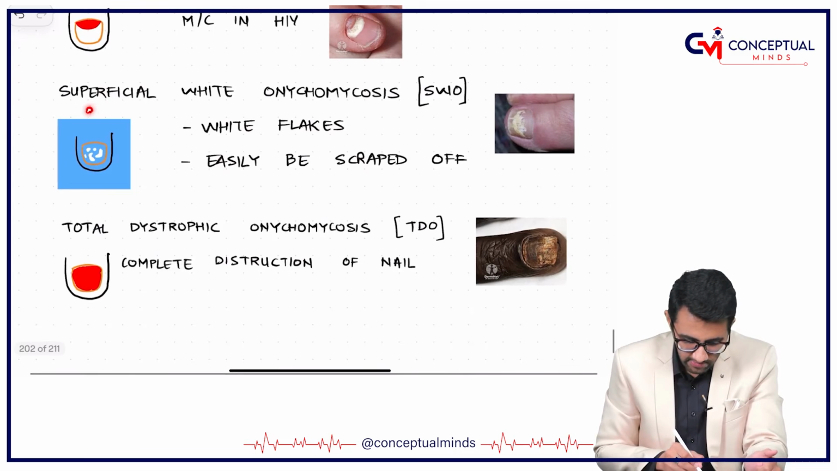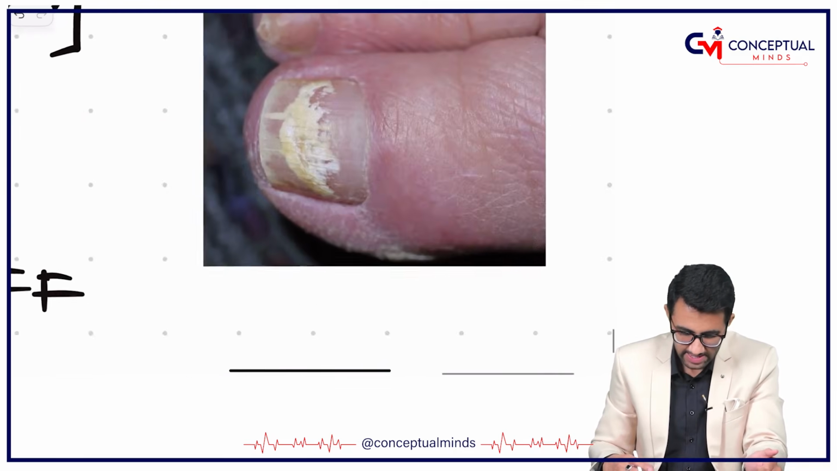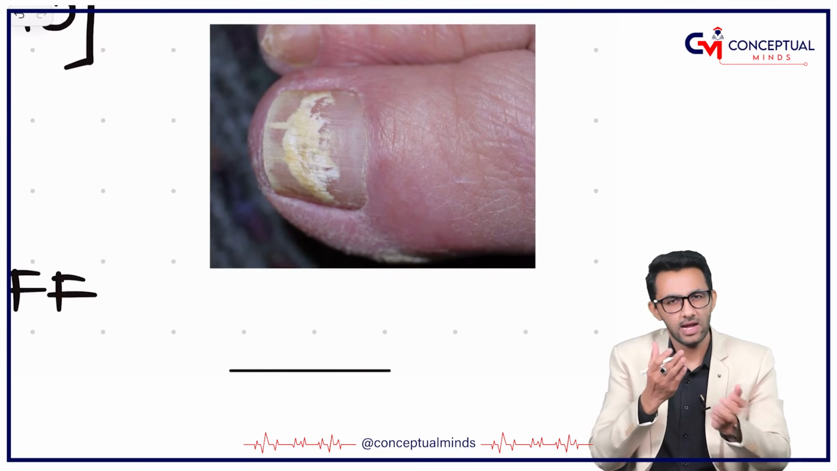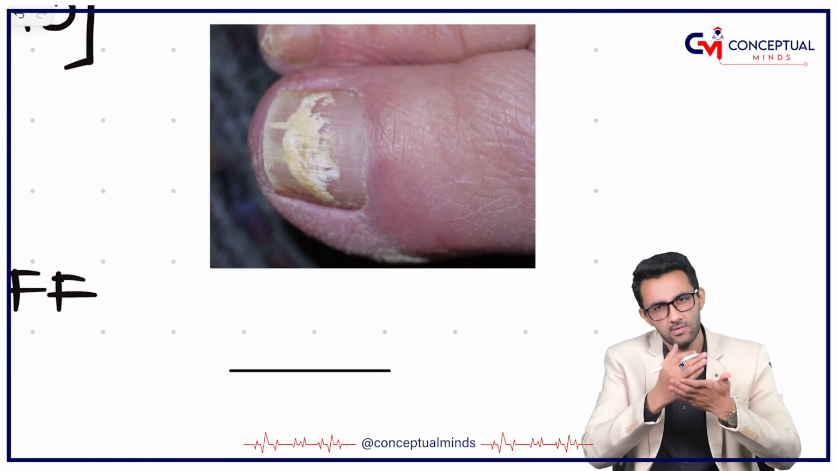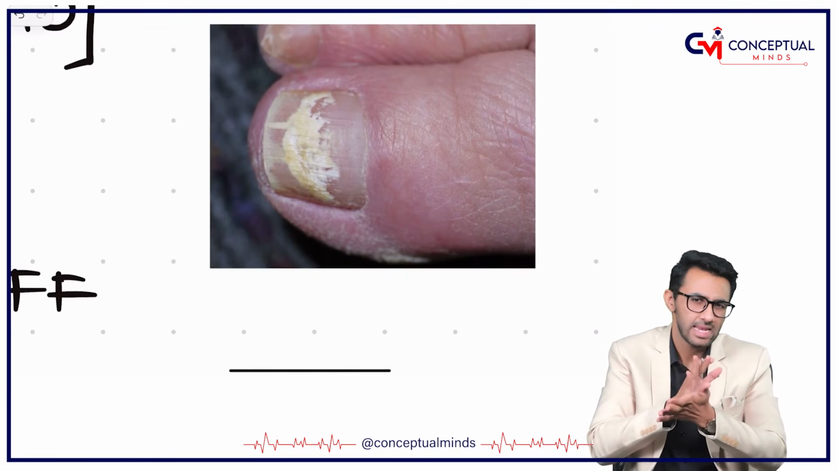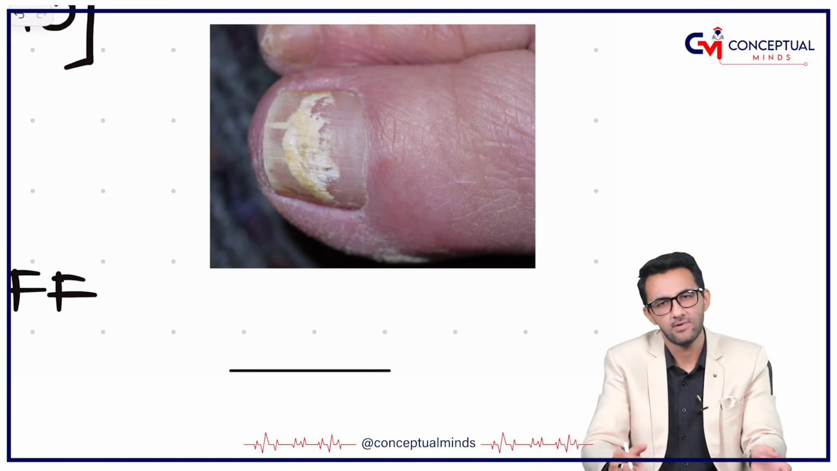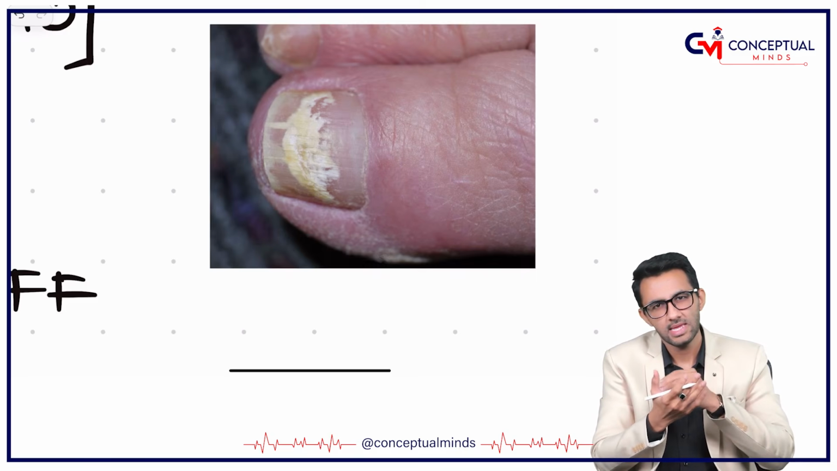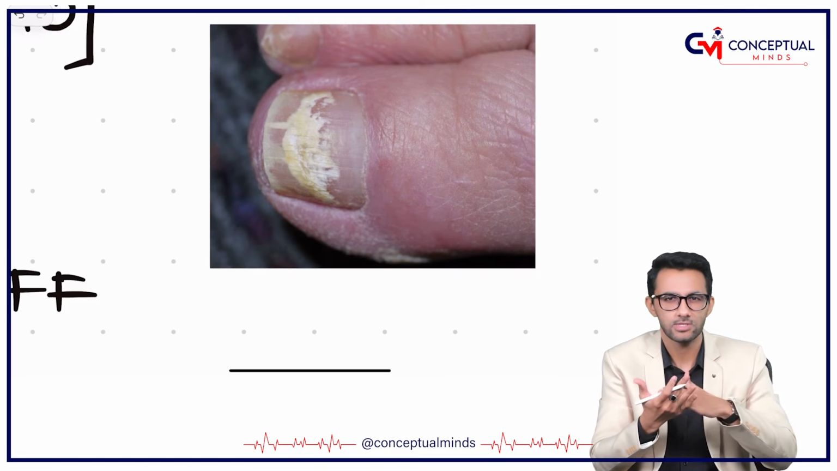How about the superficial white onychomycosis? You see these flakes, as you can see. If we try to scrape them off, will they be very adherent, or will they easily give off? They would easily give off, right? It is scaly, and we can easily scrape it off.